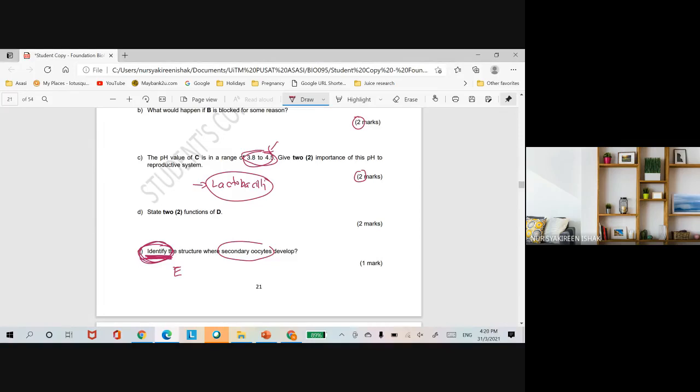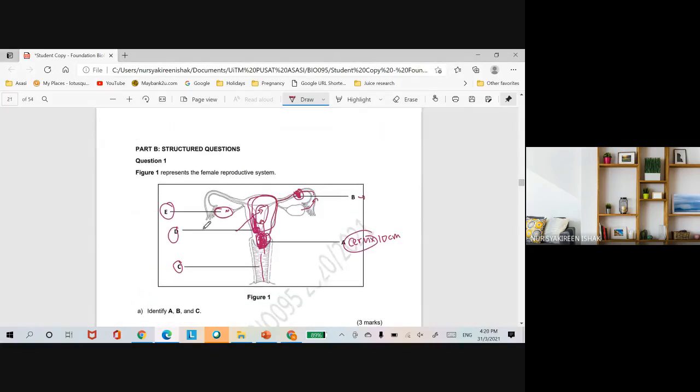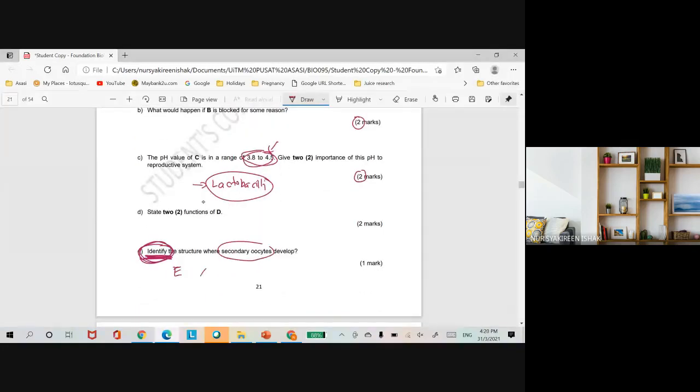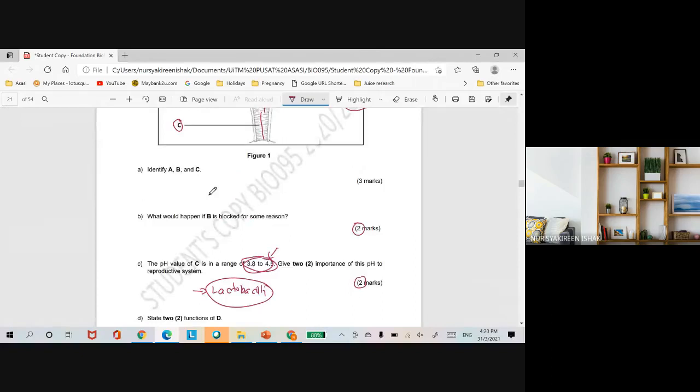Okay, so when the question ask here, identify the structure, your answer boleh jadi betul kalau awak tulis E sahaja. Okay, E. Sebab E is referring or pointing to the ovary. So lagilah betul kalau awak jawab ovary. Okay, tapi bila soalan tu dia guna perkataan macam name. Okay, macam soalan ni kan.